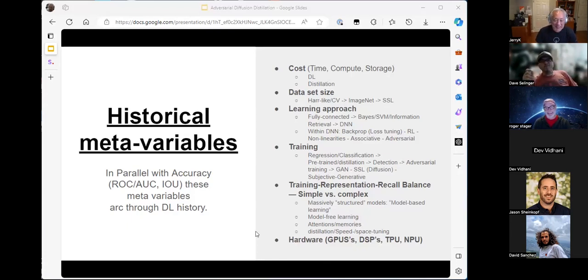Thank you, Jerry. So again, some of the meta variables that I want you to each latch onto as we go through these different phases, because they each are really important in terms of describing how we've arced through this trajectory to be where we're at today.